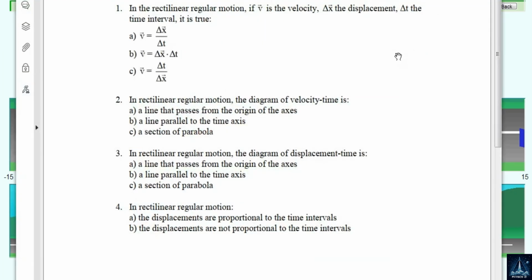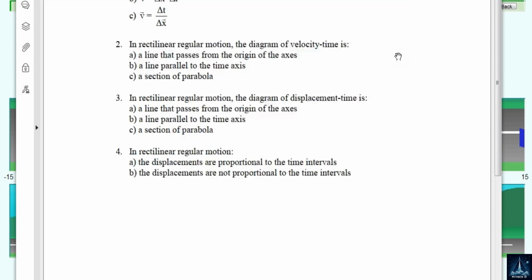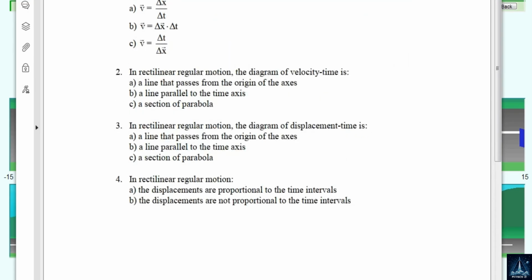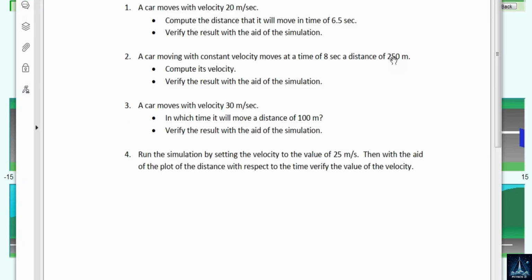In the questions and exercises section, questions and exercises are proposed. You can solve the exercises and check the correctness of the results with the help of the simulation.